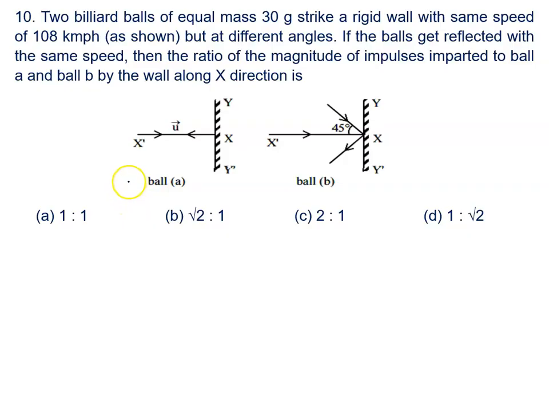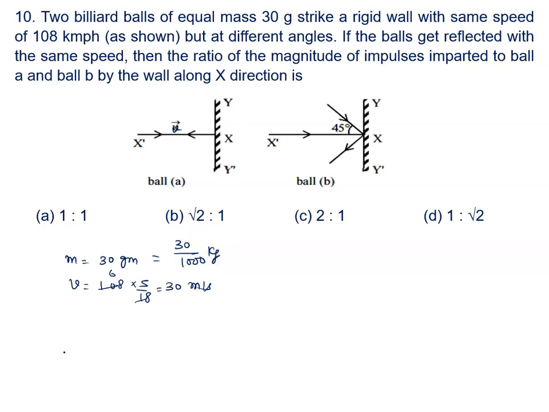Two billiard balls of equal mass are given to you. The mass of each ball is 30 gram. They strike a rigid wall with the same speed of 108 km per hour. The speed of motion is given to us, written here as u, or you can write v, it doesn't matter. That is 108 km per hour, so multiply by 5 by 18, which gives 30 meter per second. We convert the mass into kilogram, that is 30 by 1000 kilogram.